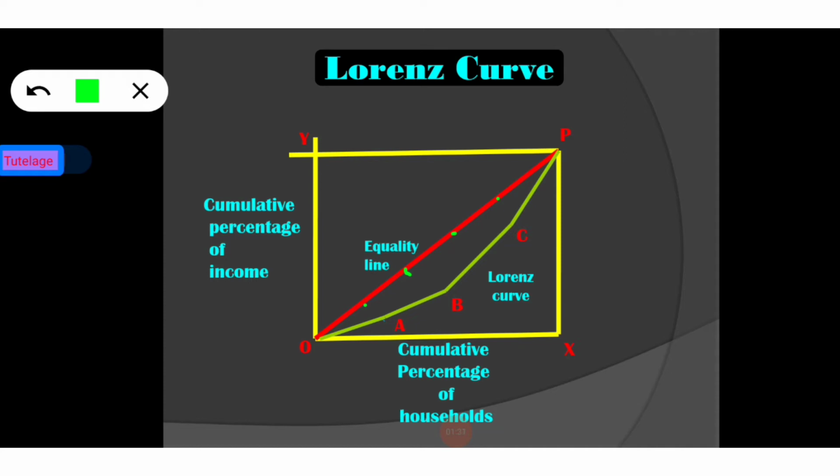Now we are moving to the next thing, that is the Lorenz curve. We have two lines. One is the equality line and another one is the Lorenz curve. We have already discussed what we mean by an equality line and what it indicates. But now we are discussing the Lorenz curve.